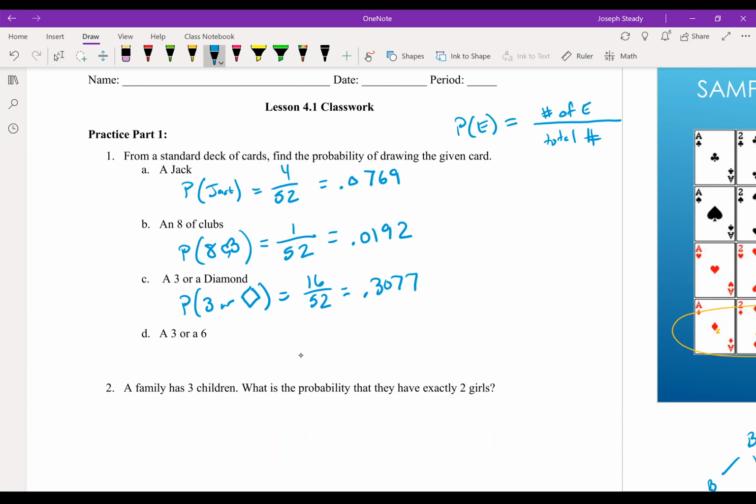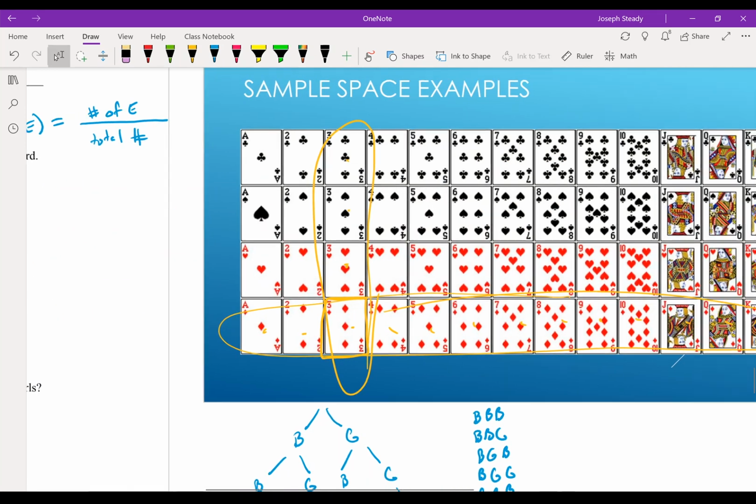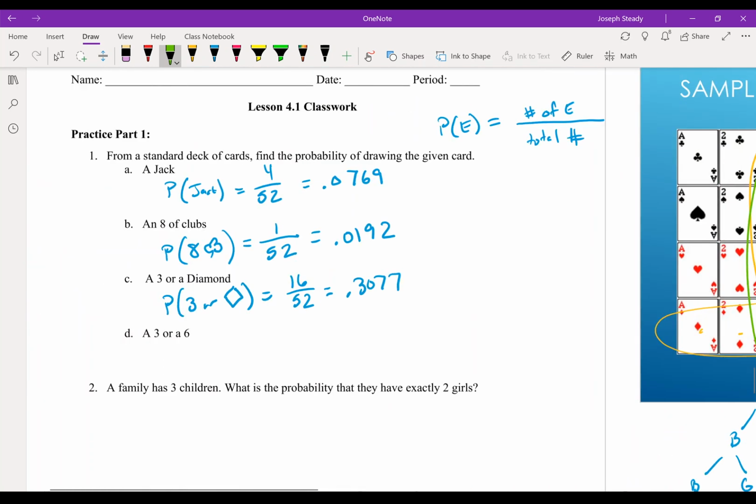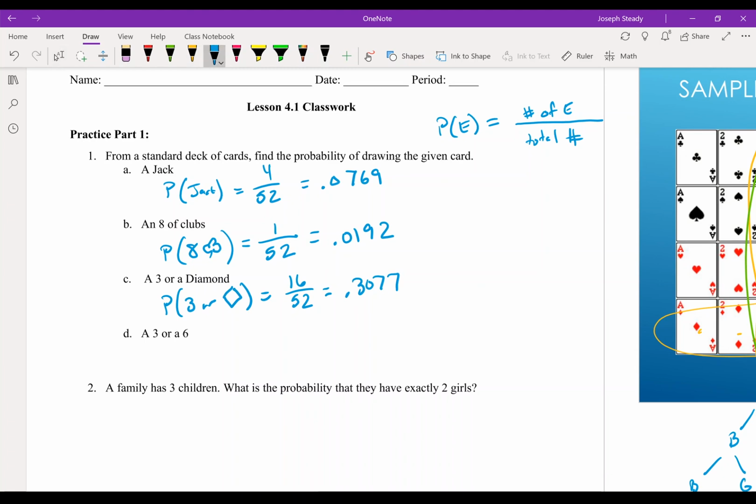And then for the last one, probability of drawing a 3 or a 6. Well, I've already got my 3s highlighted. They're right there. And my 6s are right here. There's no overlap in this one, so nothing to be careful about. That's 8 possible cards. So the probability of drawing a 3 or a 6 is 8 out of 52. And again, turn that into a decimal, 0.1538.